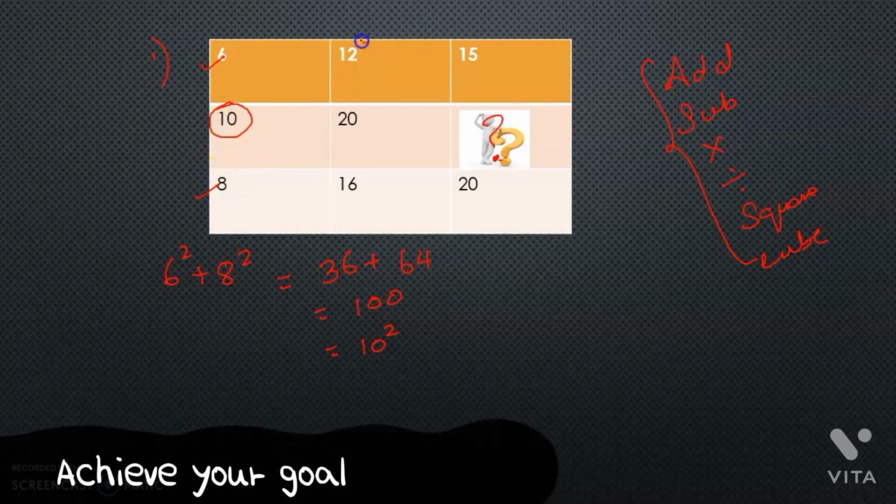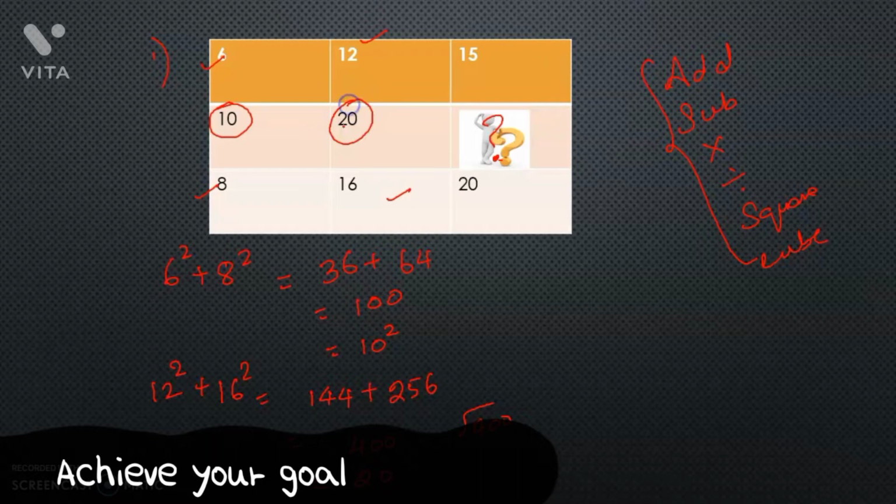That is what is presented in the middle term, 10, isn't it? Similarly, I am going to square and add the first and third: 12 square plus 16 square. 12 square is 144, plus 16 square, which is 256. So when we add 144 plus 256, we get 400. 400 is nothing but the square of 20, that is, the square root of 400 is 20. So this is what is presented in the second column's middle element.